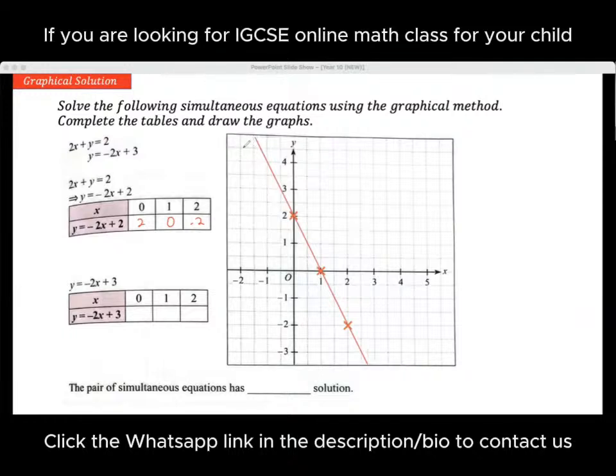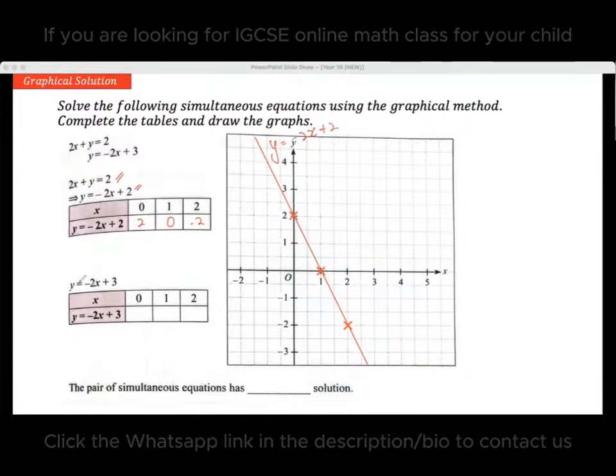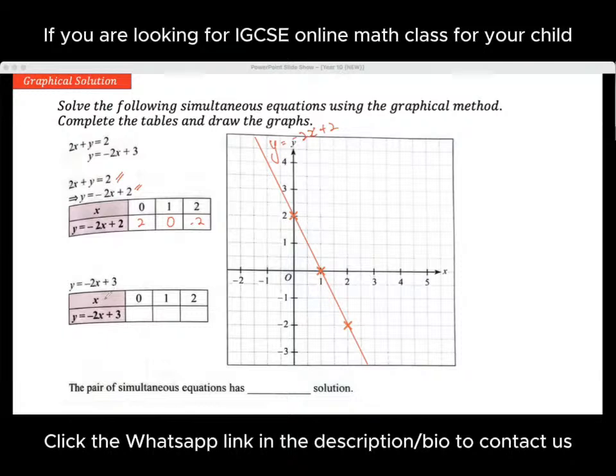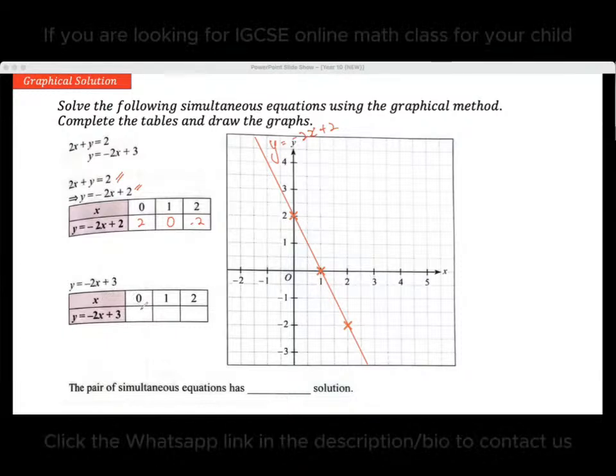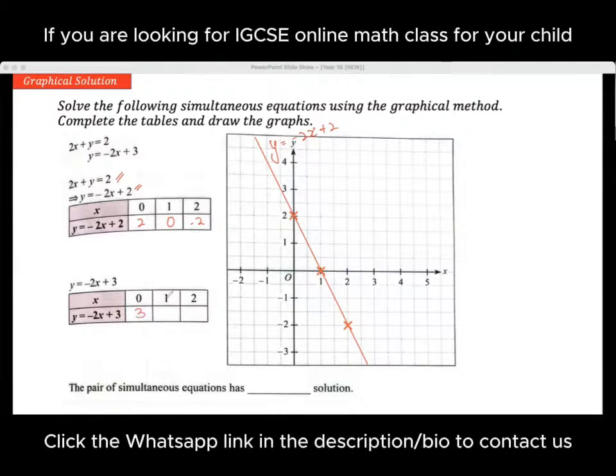Then make sure you label your line. Either you write this or write this. I'll write y equals negative 2x plus 2. Then for the second one, y equals negative 2x plus 3. When x equals 0, y equals 3. When x equals 1, it's negative 2 plus 3, 1. When x equals 2, it will be negative 4 plus 3, negative 1.